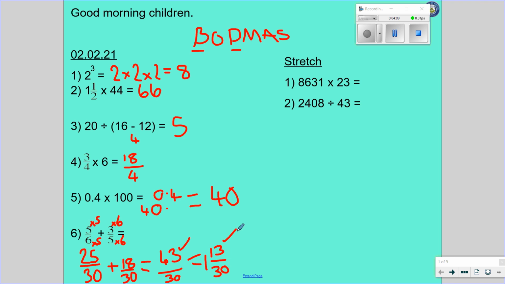The stretch questions then. Question 1, the answer we were looking for was 198,513. And question 2, the answer we were looking for was 56.